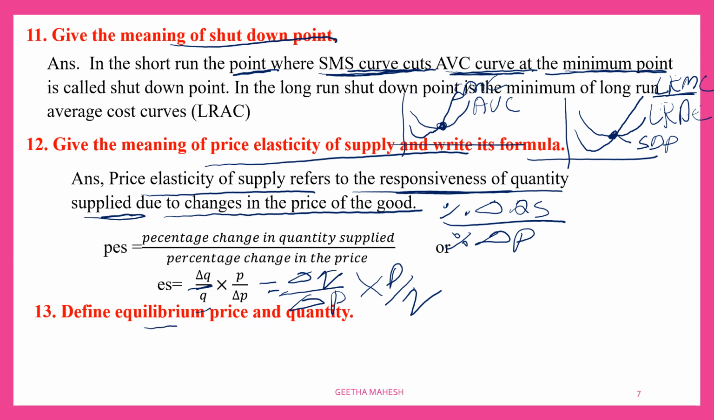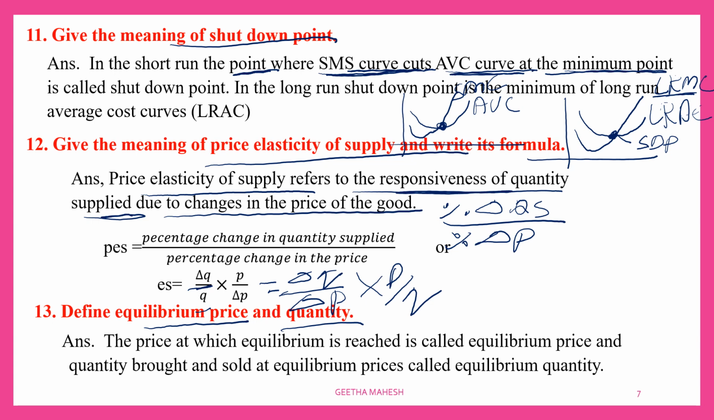Define equilibrium price and quantity. Equilibrium price means the price at which equilibrium is reached, called equilibrium price, and at equilibrium price the quantity bought and sold, we call it equilibrium quantity.